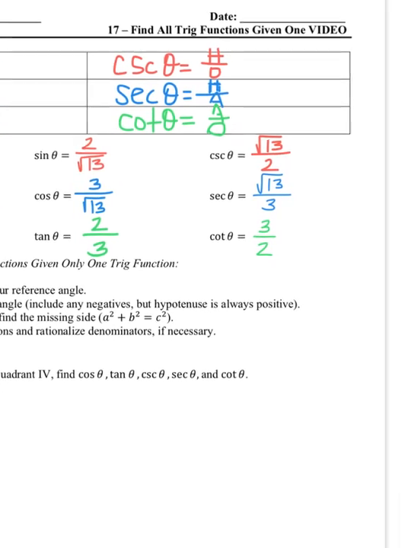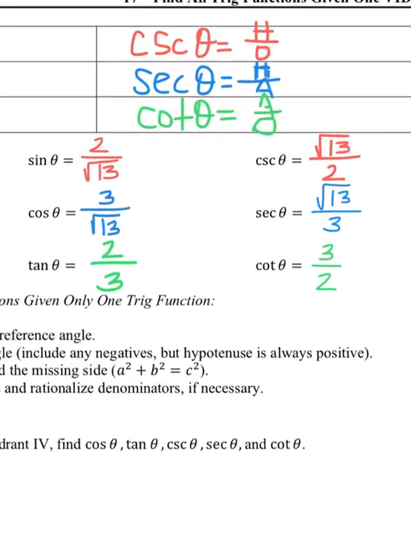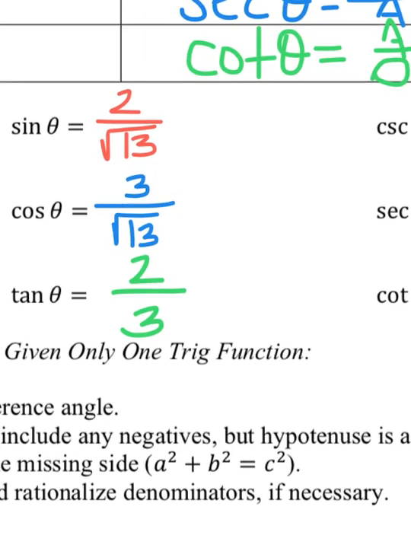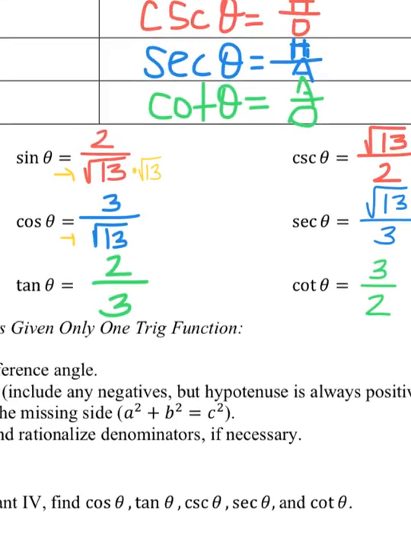Okay? Now the other thing I want to talk about is rationalizing a denominator. Whenever you have a square root in the bottom of a fraction, in the denominator of a fraction, you have to rationalize it. You have to get rid of that radical in the bottom. And the way that you do so is by multiplying it by itself. So you only have to do that for sine and cosine. You see how sine and cosine, they both have the square root of 13 in the bottom? Nothing else does? So you have to clean that up.